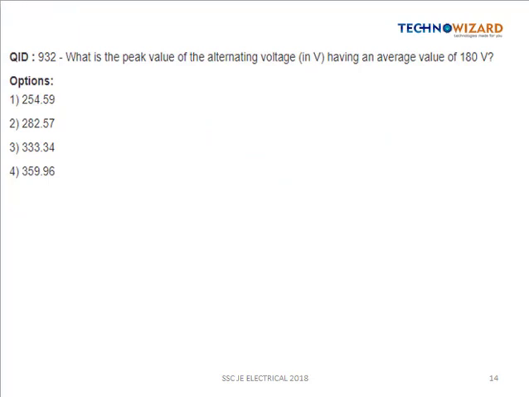Next question is, what is the peak value of the alternating voltage in volt having an average value of 180 volt? We know that for the alternating voltage, the average value is given by 2 Vm by pi.